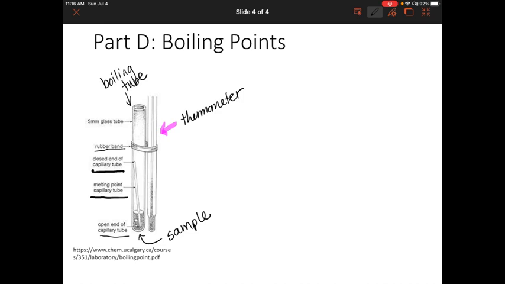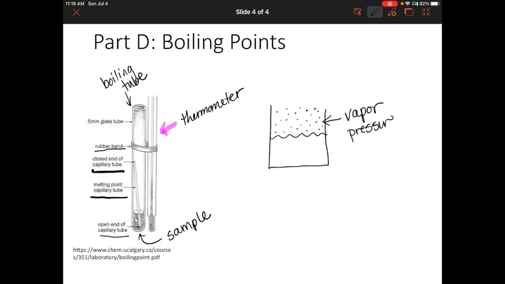Now, the reason we're doing this is every liquid has some vapor pressure. And what I mean by that is every liquid has some molecules that are escaping as a gas. And if we could measure the pressure of that gas, that would be called the vapor pressure. So you can imagine if we're heating the liquid, more and more gas molecules are going to escape. So the vapor pressure will keep increasing.